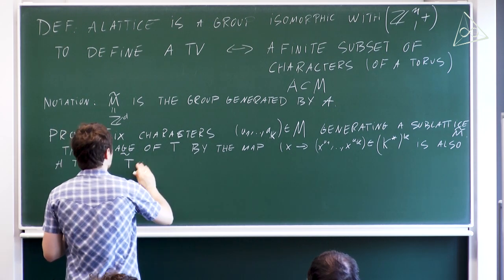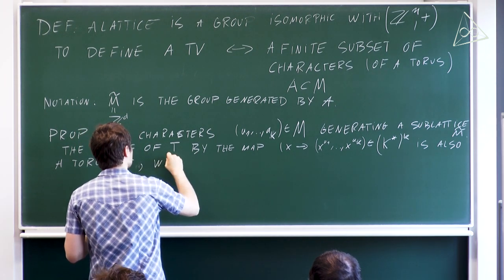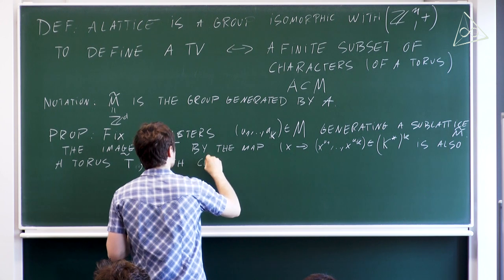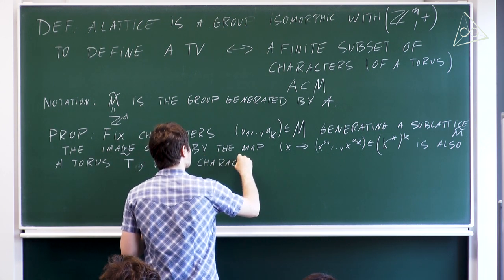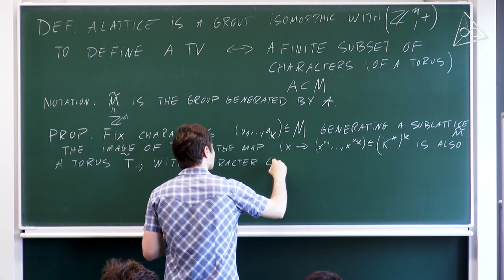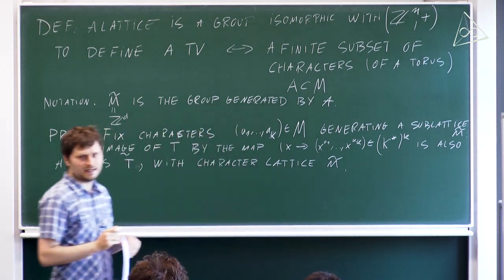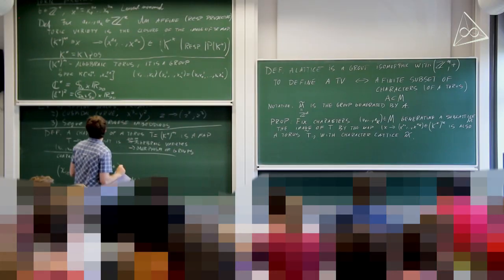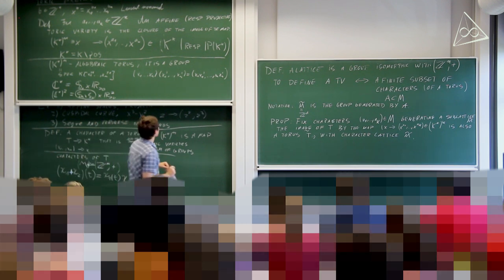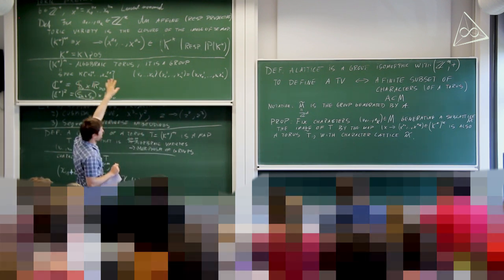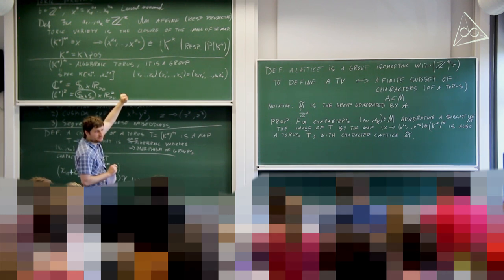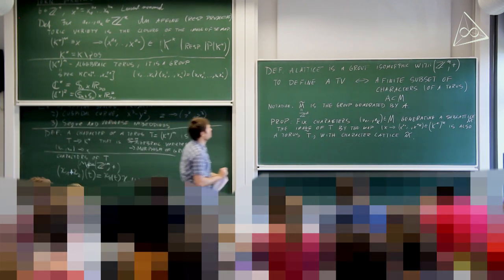In fact, the characters are exactly the M tilde. Okay? So what we are saying is that this map, if we really look at the image, not the closure of the image, is a torus. It may be embedded in a very strange way in an affine space, but it's also a torus. And I will present a sketch of the proof of this fact.